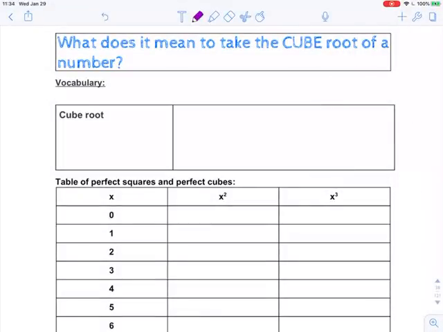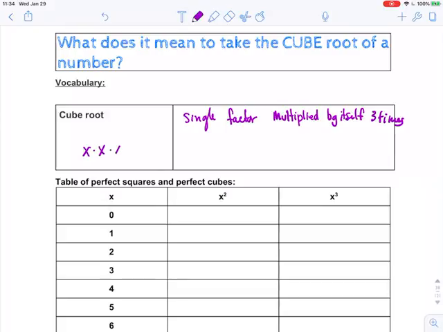Okay, cube root is a single factor. This is a single factor multiplied by itself 3 times.